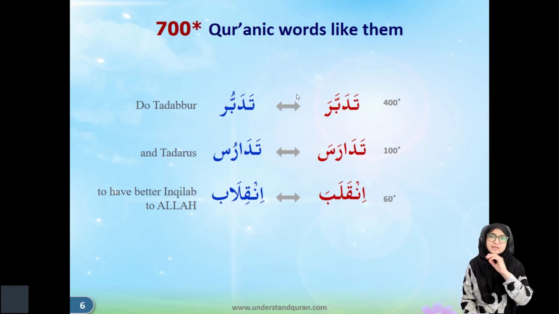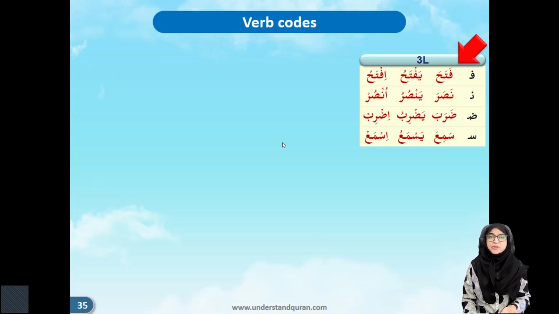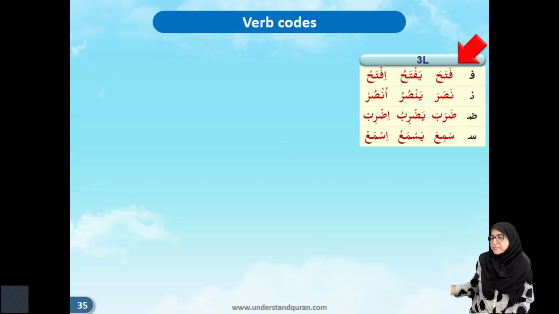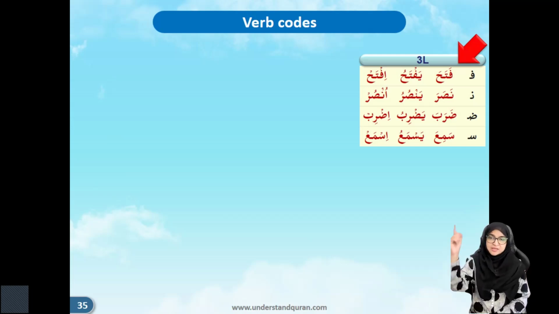We've been practicing this in every class, and I repeat all this before every class so that you get a little revision and recap of what we have been doing. We have done this in course 1, 2. So the sound verbs were fataha, yaftahu, iftah, nasara, yansuru, unsur, daraba, yadribu, idrib, sami'a, yasma'u, isma'.